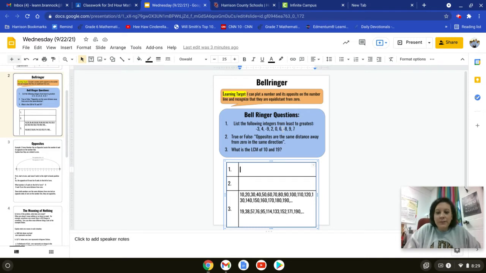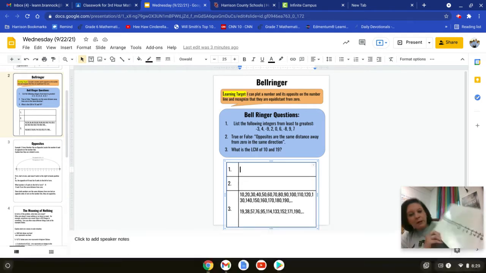Our first question, here we go on this Wednesday. Bell ringer question number 1. It says, list the following integers in order from least to greatest. Now, one of the things that I think is very helpful is to go and do a number line. So here I've drawn a number line, and then I'm going to individually place the numbers as they're listed.